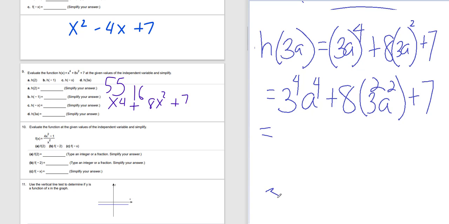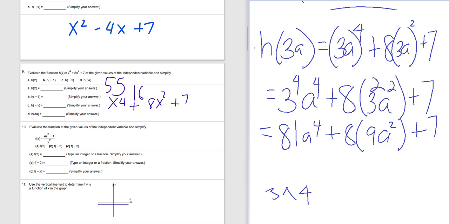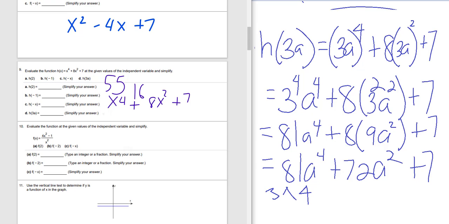So 3 to the 4th, use your calculator. That's going to be 81a to the 4th plus 8 times 9a squared plus 7, which is 81a to the 4th plus 72a squared plus 7. So 81a to the 4th plus 72a squared plus 7.